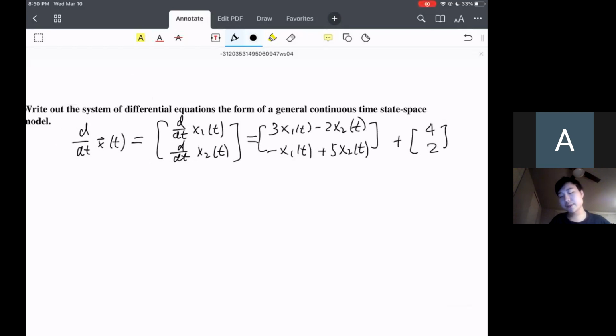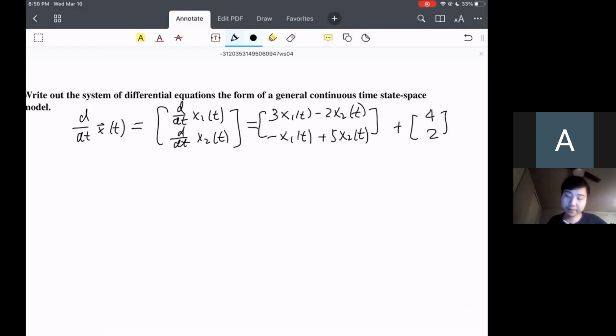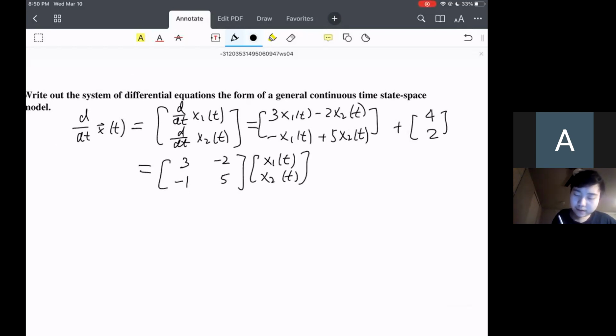Now, we just separate these terms into two individual vectors for the sake of clarity. The first term, we want to express as a product of a matrix with our original state vector. So this is going to be equal to the matrix [3, -2; -1, 5] times [x1 of t, x2 of t]. So this is what we define as our x of t, right? And the other vector is just constant, so we just keep it as is. And this concludes our walkthrough for this question as well as the entire worksheet.